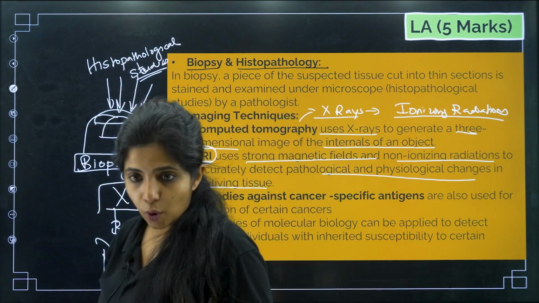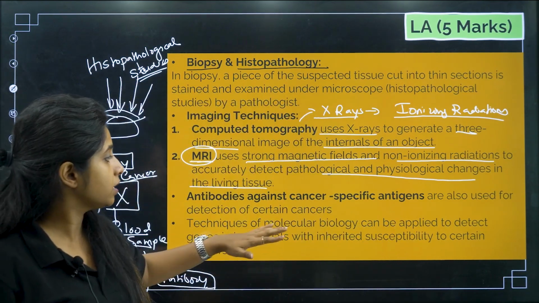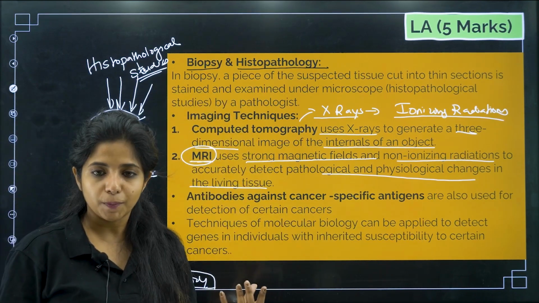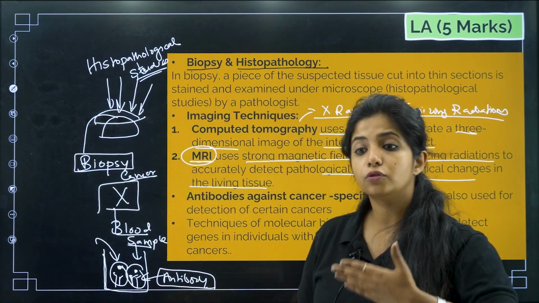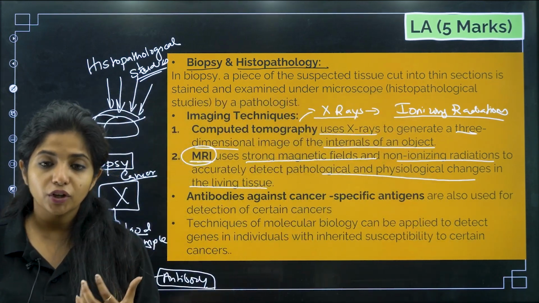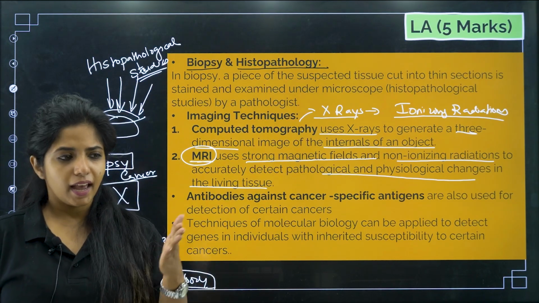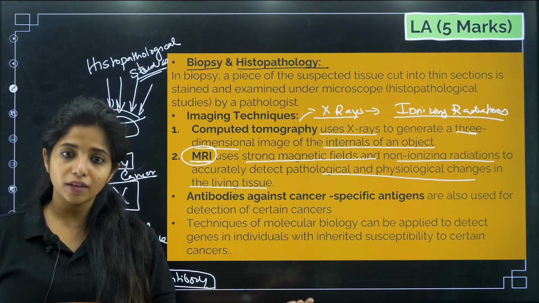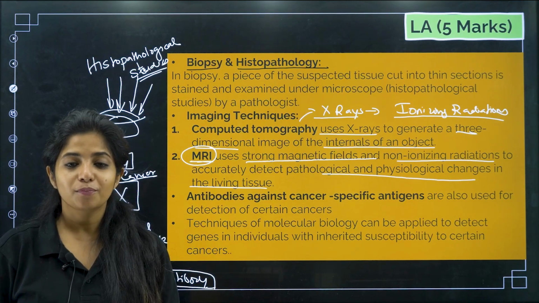Okay. Now apart from all this, techniques of molecular biology can also be applied to detect genes in an individual with inherited susceptibility to certain cancers. For example, breast cancer: you can see it continues from grandmother to mother to daughter. We have molecular biology techniques with the help of which we can identify those genes. If it is there in another individual, that means that person is also susceptible to cancer, and then we can probably do something about it. That is also possible with modern molecular biology.